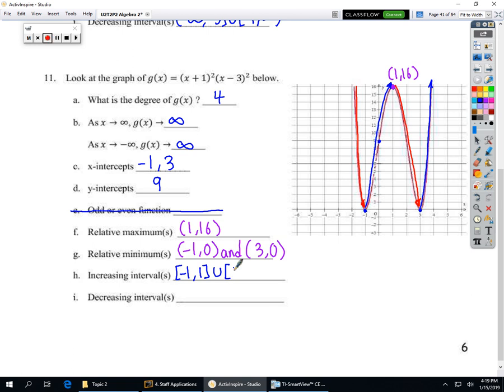If it's off the graph, depending on which side you're on, in this case it's the right side, so that's going to infinity. Decreasing intervals, it's coming from off the graph, -infinity all the way to -1. And then from here, 1 to 3.